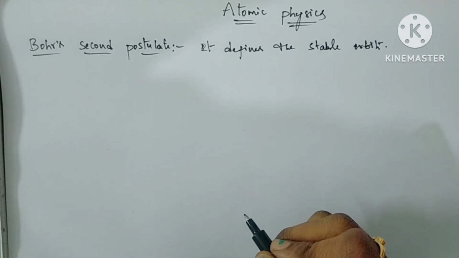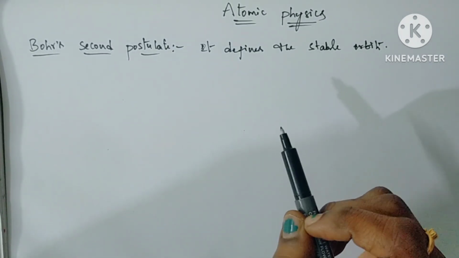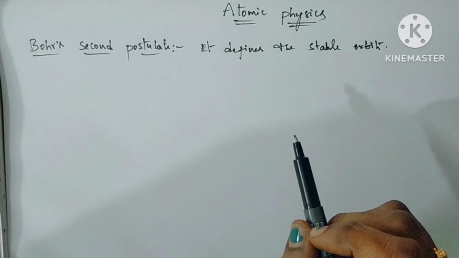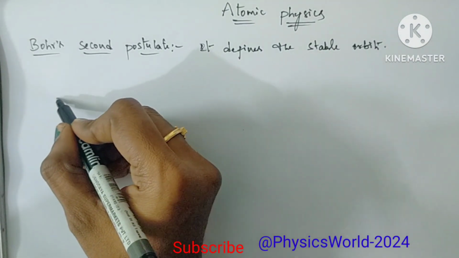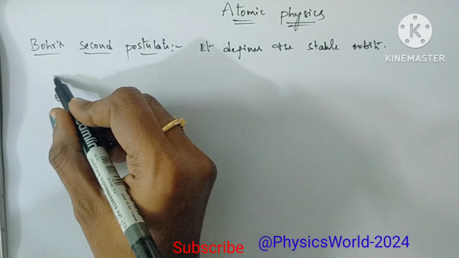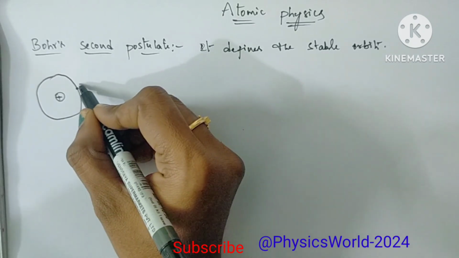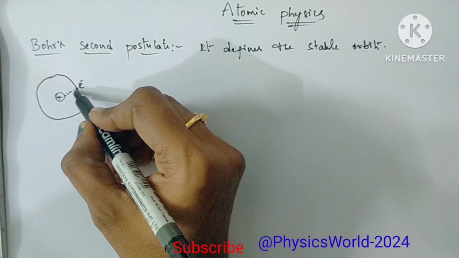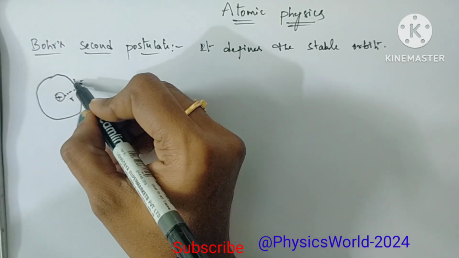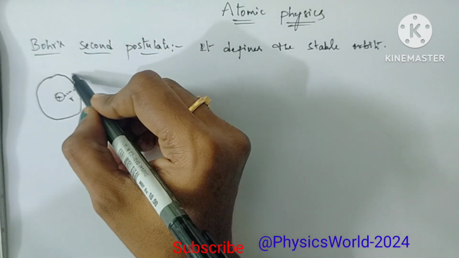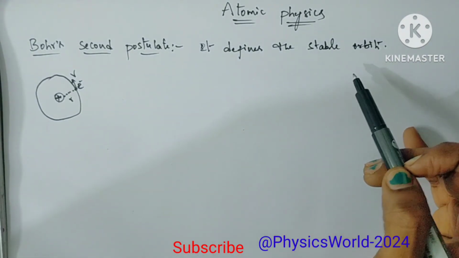Stable orbits means electron can revolve only in certain discrete non-radiating orbits called stationary orbits. See here, this is the nucleus. So around the nucleus electron is rotating. So this is the electron. The distance from the nucleus to the electron is r, and the electron is moving with the velocity v. Is it clear?